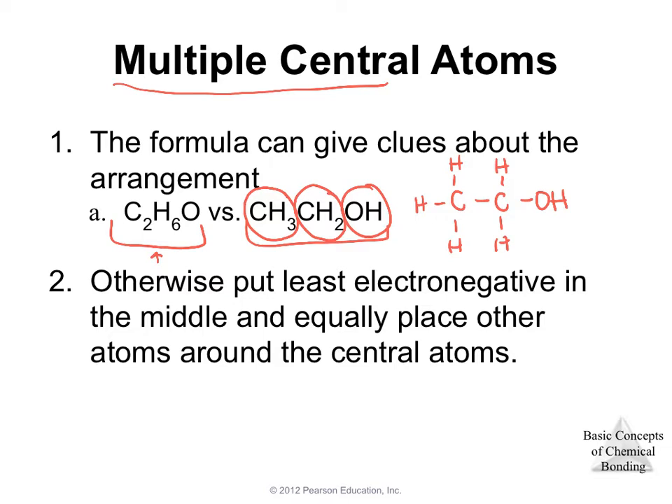Oftentimes the carbons are going to be connected in a carbon chain. The oxygen is usually off of one of the carbons, the end carbon, and then the hydrogens are spread evenly around. As always, feel free to Google if you need to double check a structure. If you're not given that clue, put the least electronegative atom in the middle, and then equally place the other atoms around that central atom. You'll have to play with it a little bit.